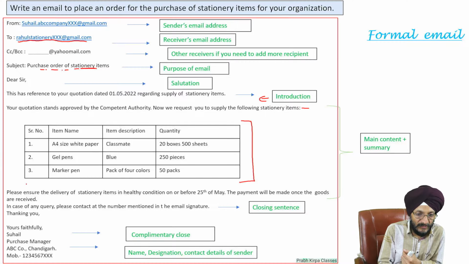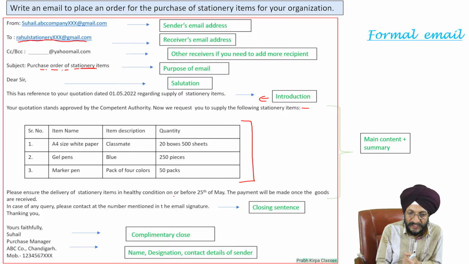Then you will write, please ensure the delivery of the stationery items in healthy condition on or before 25th of May. The payment will be made once the goods are received. In case of any query, please contact at the number mentioned in the email signature. This is the closing sentence. Then comes yours faithfully. This is the complimentary clause. Then the person who is sending the email has to mention his name, designation, and contact, which is mentioned here.